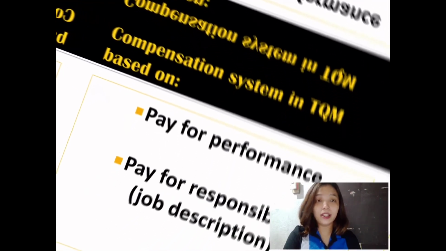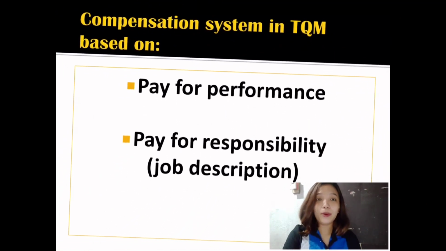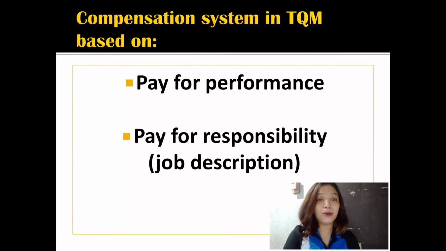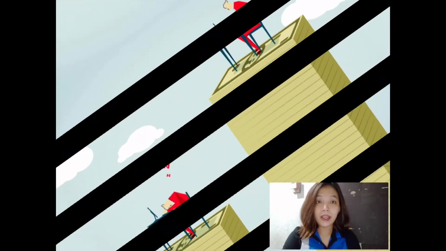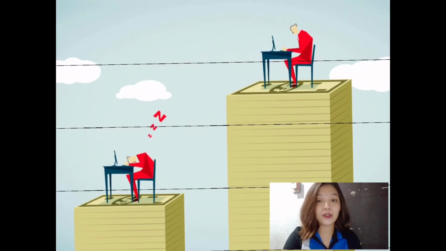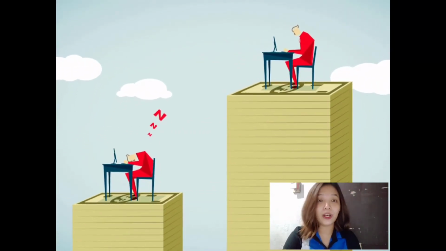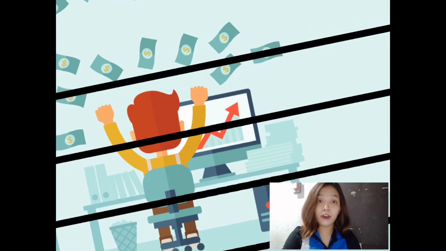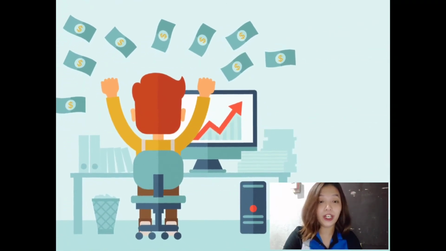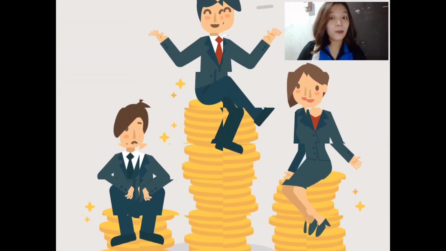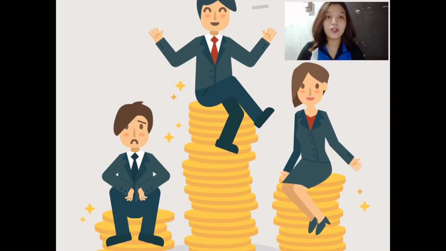Compensation systems in TQM have been based on number 1, pay for performance, and number 2, pay for responsibility, a job description. Pay for performance compensation refers to performance-based pay programs where an employee is incentivized and rewarded for achieving goals or objectives. Pay for performance plans are extremely popular according to a recent pay practices and compensation strategy survey. Pay for responsibility is payment made to somebody who has special responsibilities.